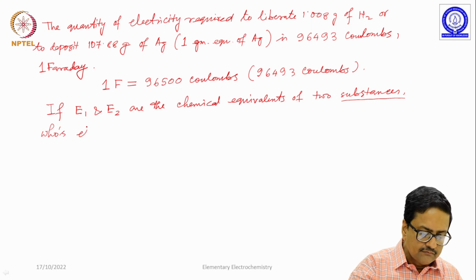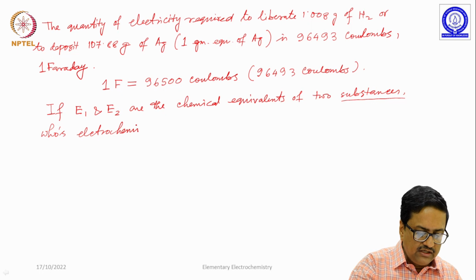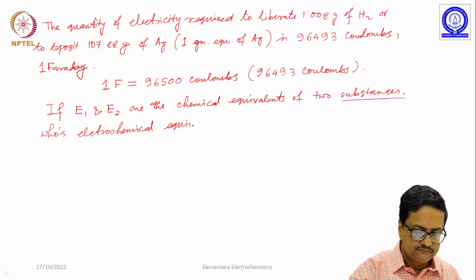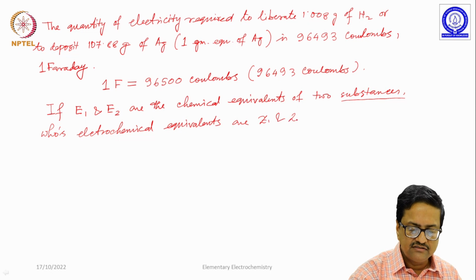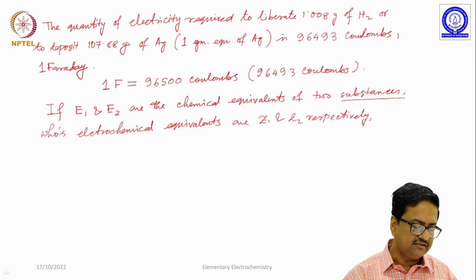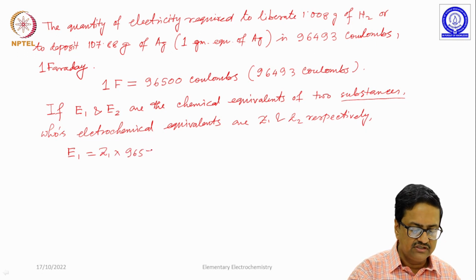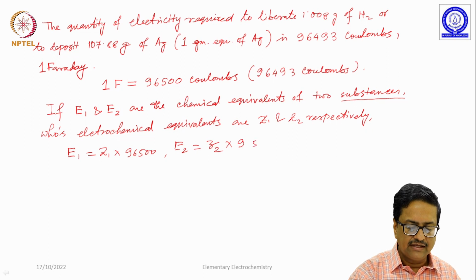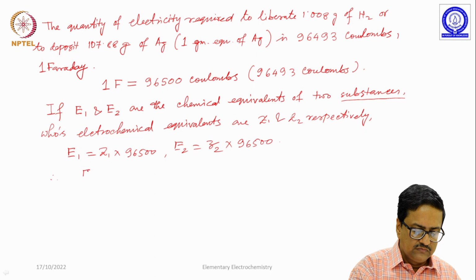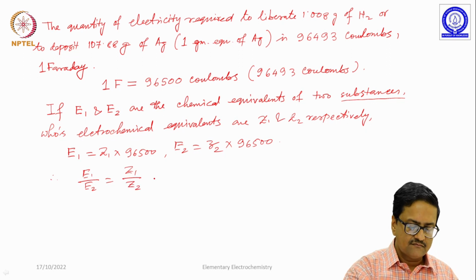Whose electrochemical equivalents are Z1 and Z2 respectively. Hope you remember what Z is, that is the electrochemical equivalent. Then one can easily write E1 equal to Z1 into 96500, E2 is equal to Z2 into 96500. Therefore, E1 by E2 is equal to Z1 by Z2, right?